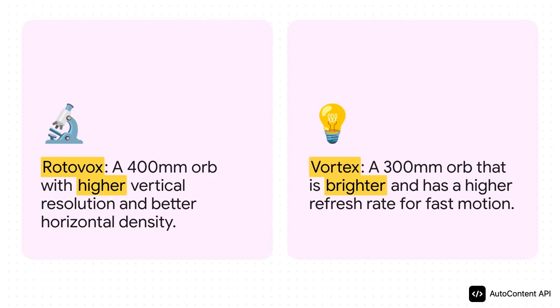That's going to be great for really detailed models. And then there's the Vortex version. It's a little smaller, but it's brighter and has a faster refresh rate, which makes it perfect for fast-paced games and animations. It's really that classic choice you have to make, detail versus performance.